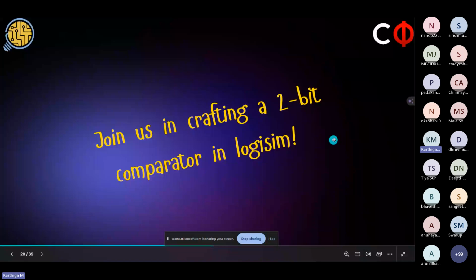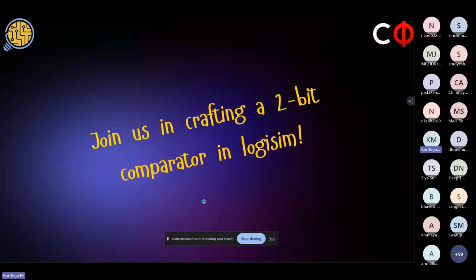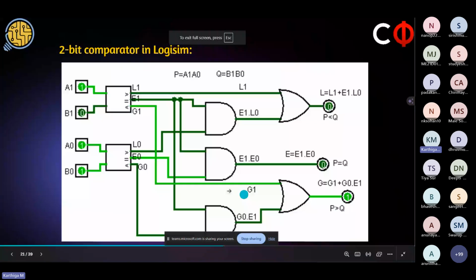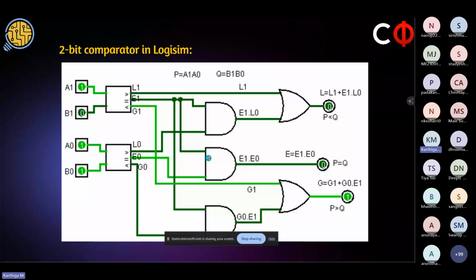So let's make a 2-bit comparator in Logisim. Since we are short of time, I've already made the 2-bit comparator and I'll explain it to you. I have also attached the final circuit here. You can look at it and build it yourself after the session ends, or maybe we'll give it as a post-session task.